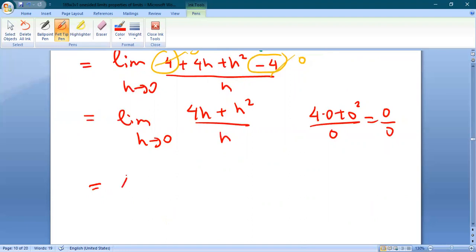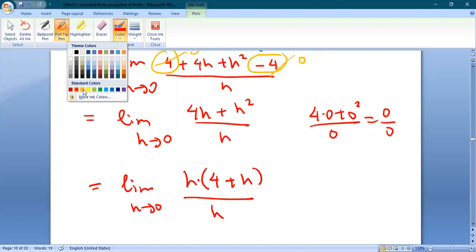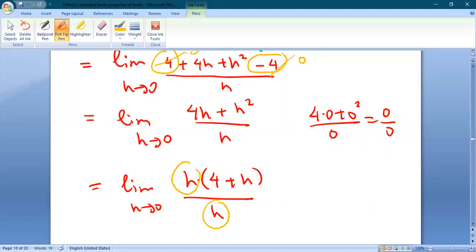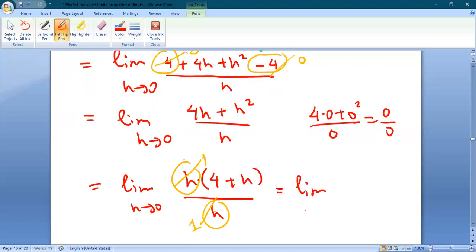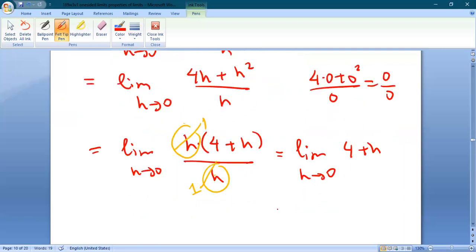What is that? We have to factor the top actually. There is a common factor h there. h times (4 plus h) all over h. And then simplify the h's. So they will be 1 and 1. And this is equal to 4 plus h. And let h go to 0. That's going to be 4 plus 0, 4. As you see, we have obtained a result.